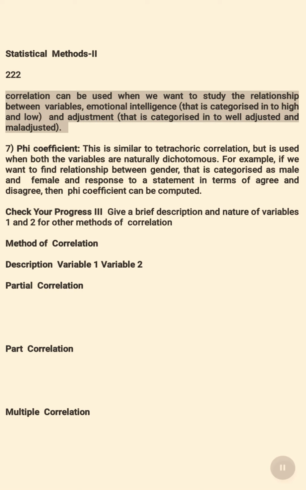Correlation can be used when we want to study the relationship between variables, emotional intelligence, that is categorized into high and low, and adjustment, that is categorized into well-adjusted and maladjusted.